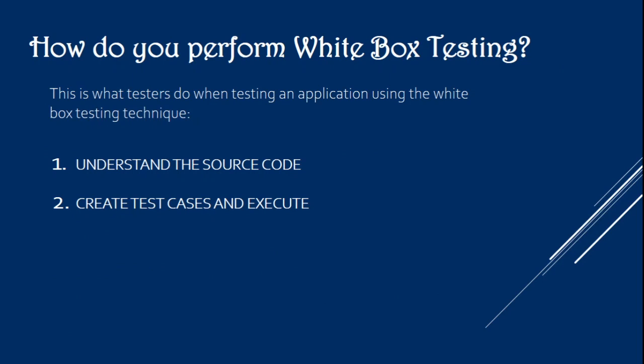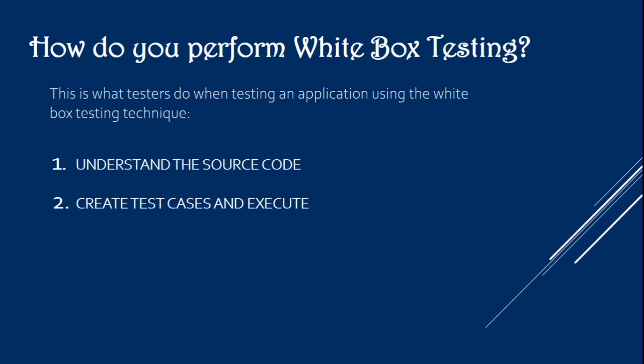Next is how do you perform white box testing? This is what testers do when they test an application using white box testing techniques. The first is understand the source code. The first thing a tester will often do is learn and understand the source code of the application. Since white box testing involves testing the inner workings of an application, the tester must be very knowledgeable in the programming language used in the application they are testing.